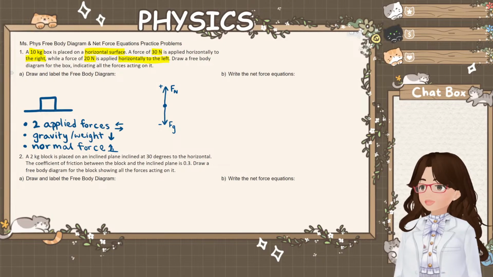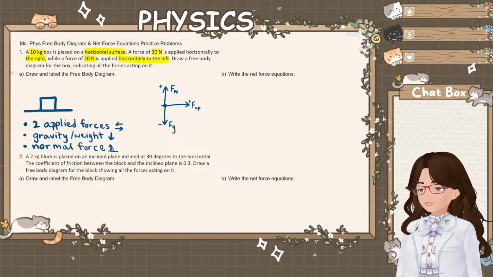And now we need to go back to the original problem. It says a force of 30 newtons is applied horizontally to the right, and there's a force of 20 newtons applied horizontally to the left. So that means that this one right here is going to be larger than the other force the other way. It should be about 2/3 of the size.